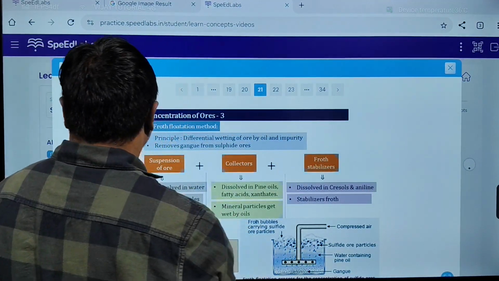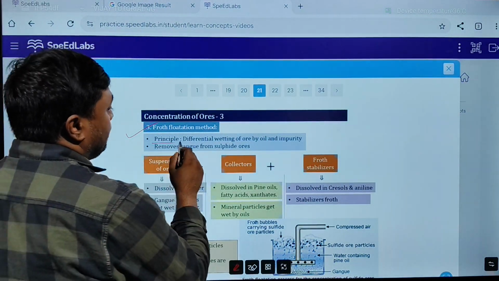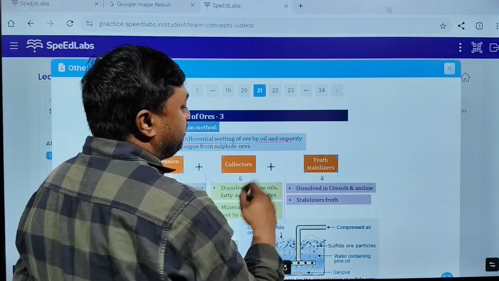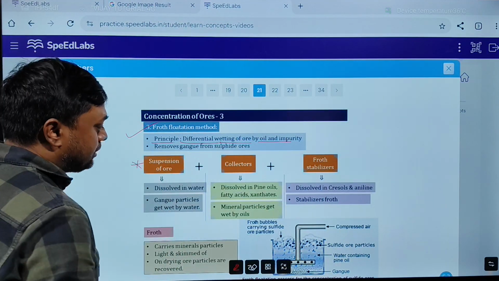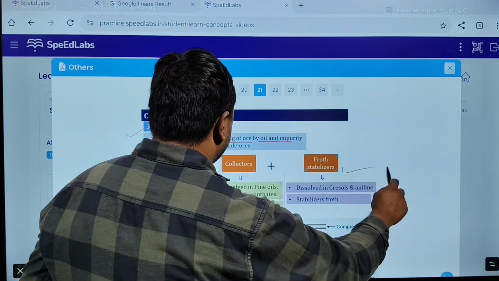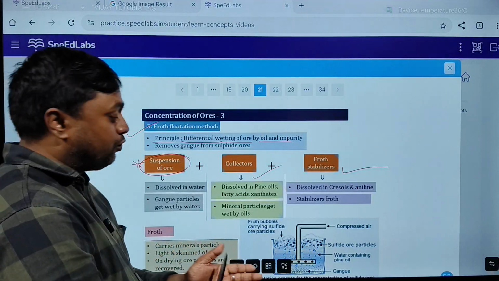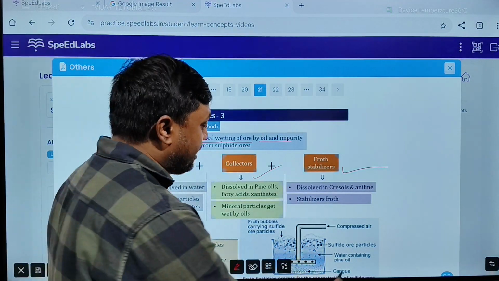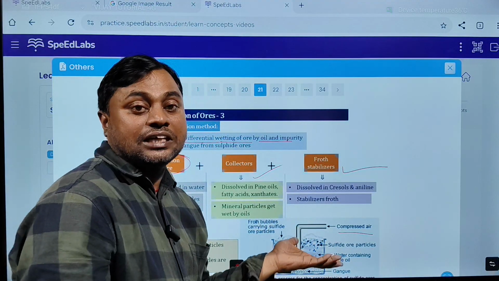Now we talk about the froth flotation method. Generally it is used for sulfide ores. The differential wetting of the ore by the oil and impurities is used. Here we are using pine oil, froth stabilizers, and collectors, and a suspension of the ore. It is crushed into fine powder, here you can see, and compressed air is blown. The froth is collected.